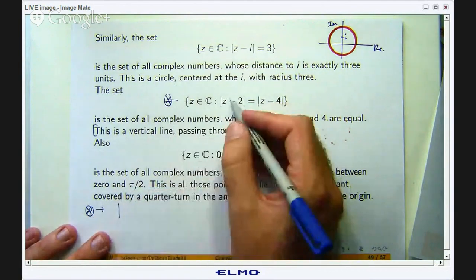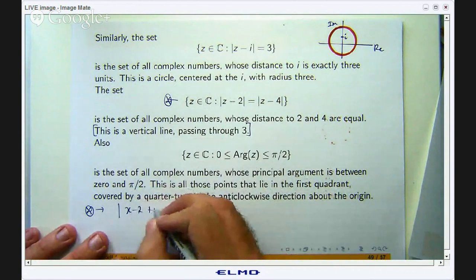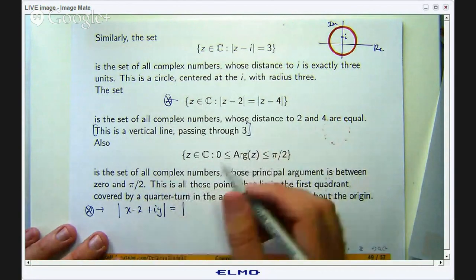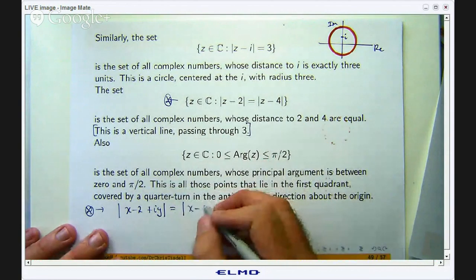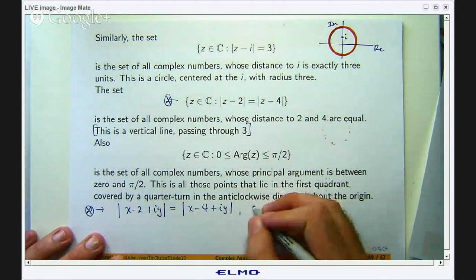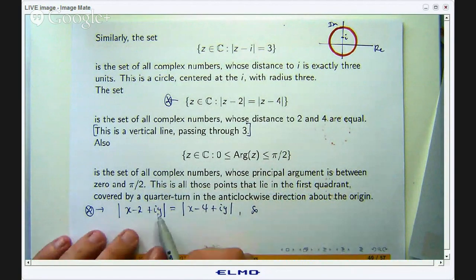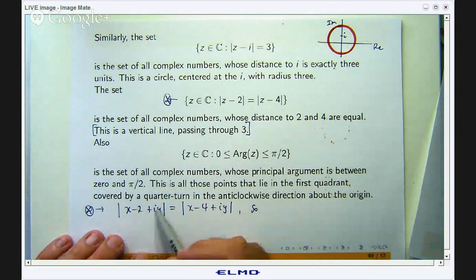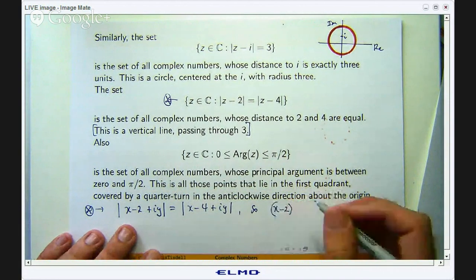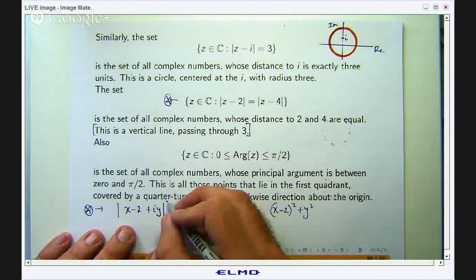So z is x plus iy. So z minus 2 will be x minus 2 plus iy, equals x plus iy minus 4, which is x minus 4 plus iy. So if I square both sides, and using the properties of the modulus, basically it's (x minus 2) squared plus y squared equals (x minus 4) squared plus y squared. Okay, so there I'm squaring both sides.